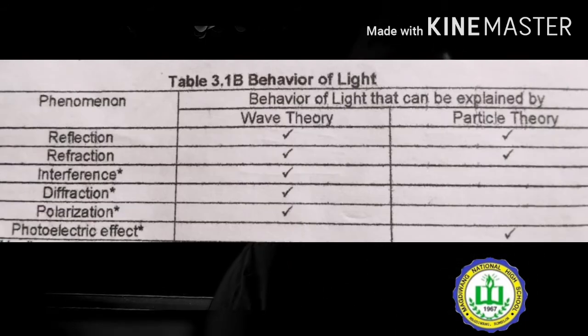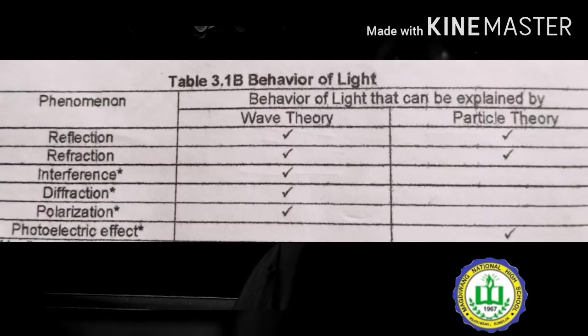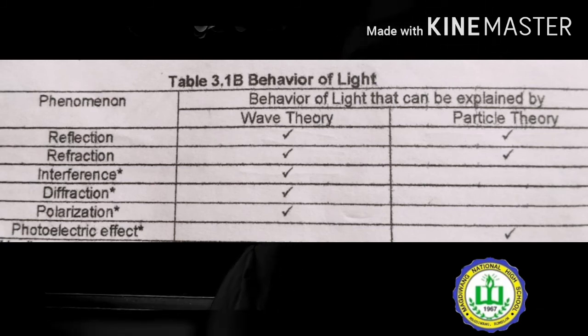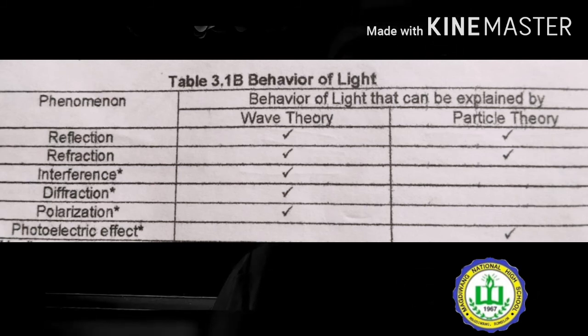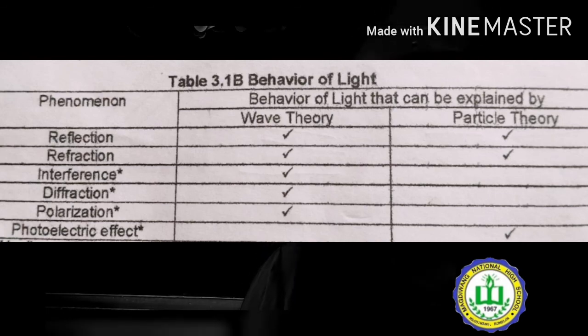Just like this table. As you can see in this table, the behavior of light in the phenomena of reflection and refraction can be explained by both theories, the wave and the particle theory, while interference, diffraction, and polarization can only be explained by wave theory. And the photoelectric effect can only be explained by the particle theory. So we are going to discuss these phenomena in the succeeding lessons.